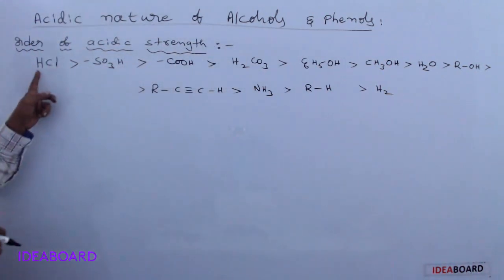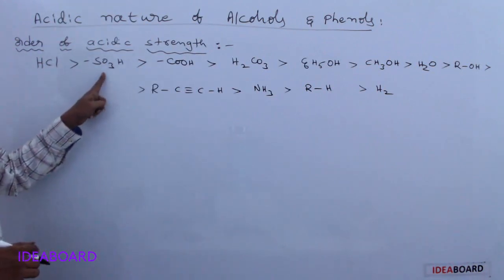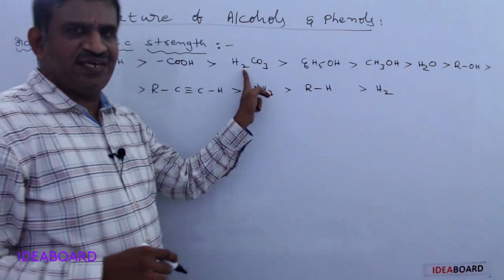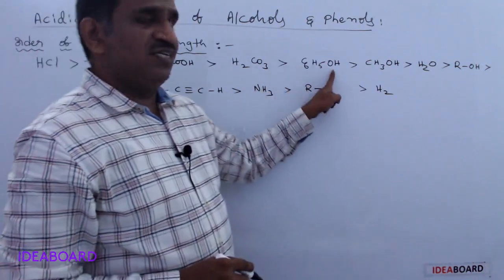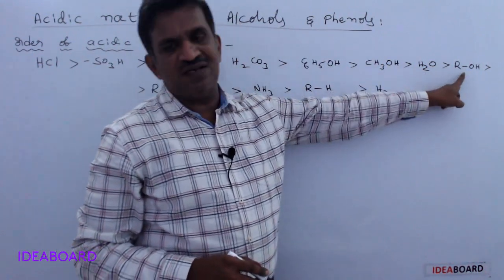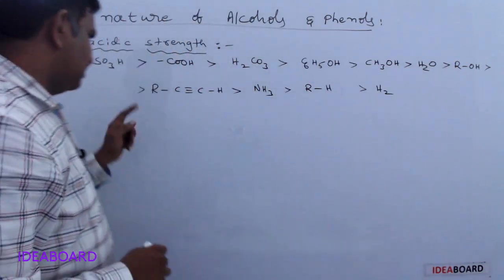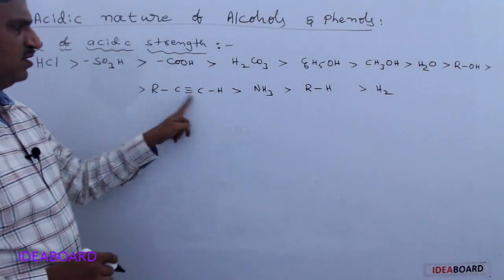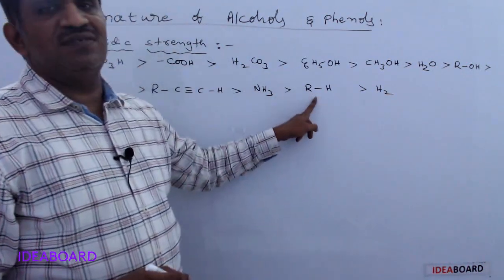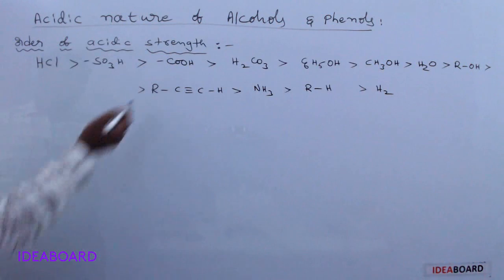I am taking here first HCl, which is the strongest one. Next, SO3H, sulfonic acid group containing compounds, and next carboxylic acid COOH, and next carbonic acid H2CO3. Then phenol, and methyl alcohol, and next water, and all the remaining alcohols except methyl alcohol. And next, alkyne, RC triple bond CH. Next is ammonia, and next is alkane, and last one is hydrogen. Okay, this is the order of acidic strength.